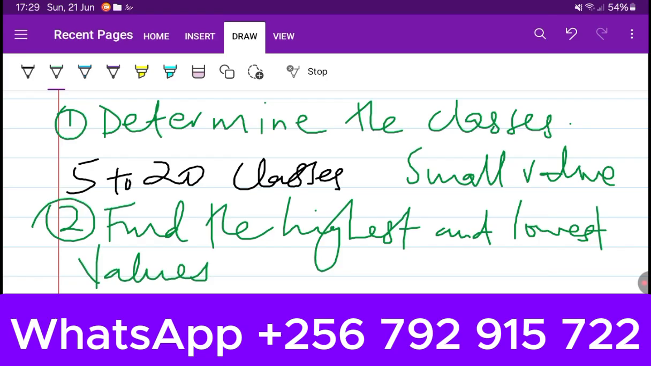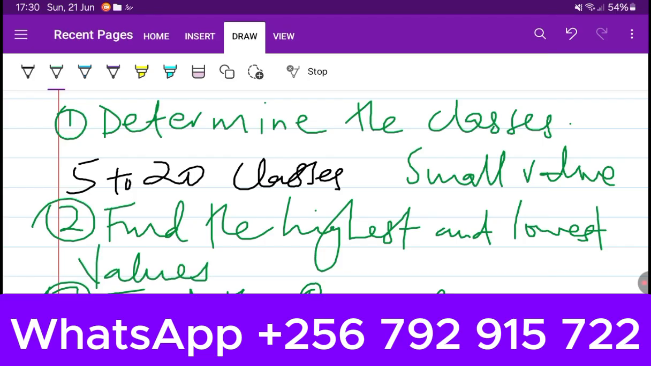When you are done with identifying the highest and the lowest, the third step is to find the range, or compute the range. Remember we talked about what a range is: the highest value minus the lowest value. But for open-ended classes, we said the numbers could be too small or too big, and the highest and the lowest are not given.